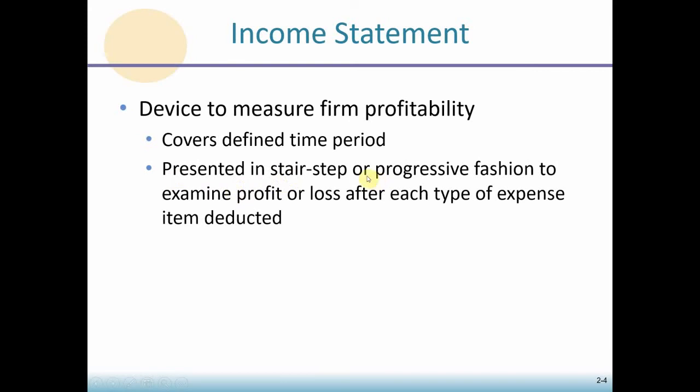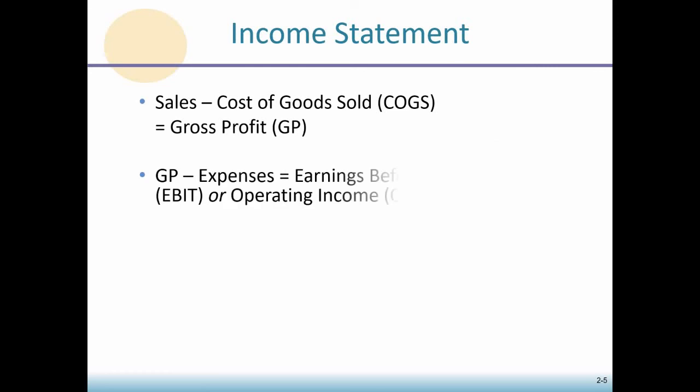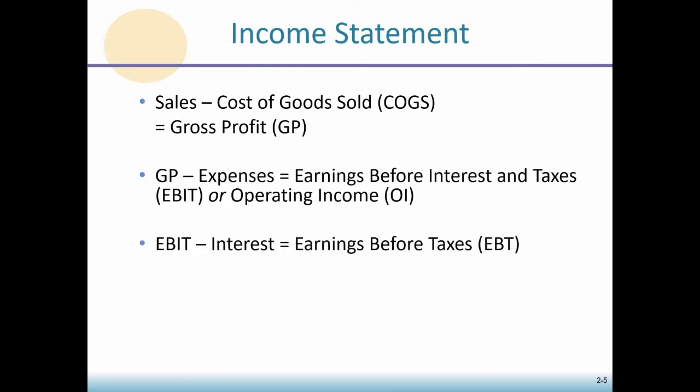Yeah, this is presented in stair-step fashion. So we go through, right? You've got revenues or sales, minus cost of goods sold equals gross profit, and you take off then operating expenses, et cetera, which I guess we're going to go through here, right? Okay. You take out the operating expenses, and you end up getting earnings before interest and taxes.